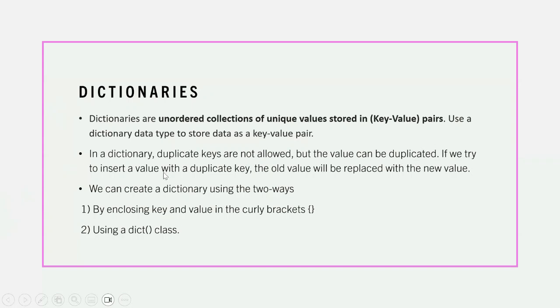If we try to insert a value with a duplicate key, the old value will be replaced with the new one. So there will be overriding of the value. The new value will override the old value. We can create a dictionary in two ways, by enclosing key value pairs in curly brackets or by using this class. Let's see how we use it.